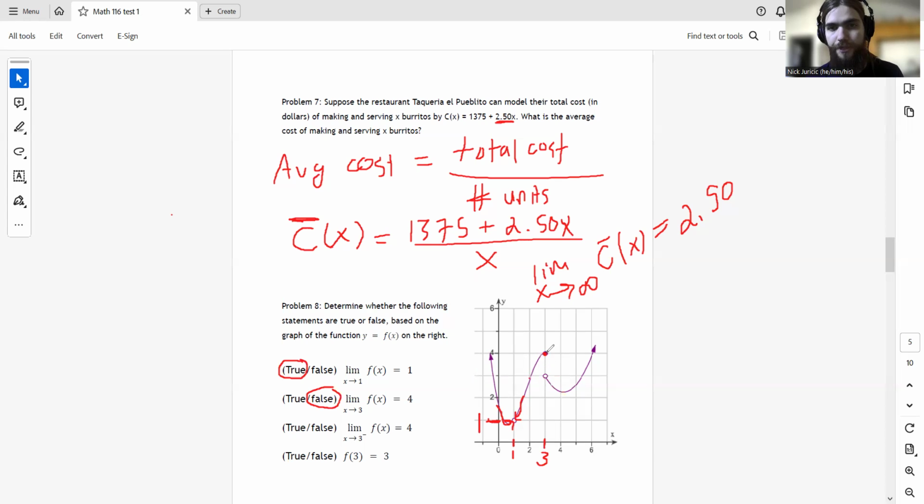There is a dot here. That means this is what the function is equal to. So this tells us that actually f of 3 is equal to 4. So f of 3 is not equal to 3.